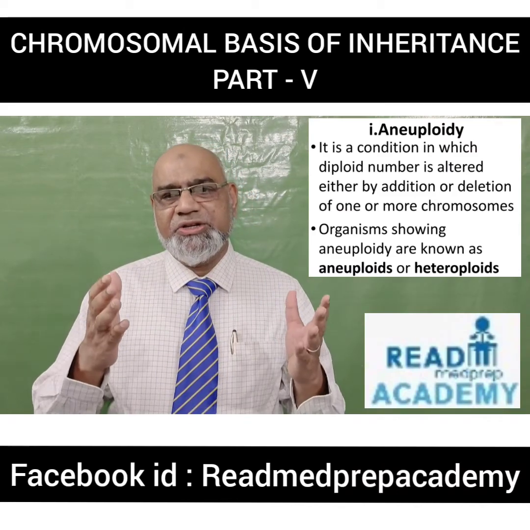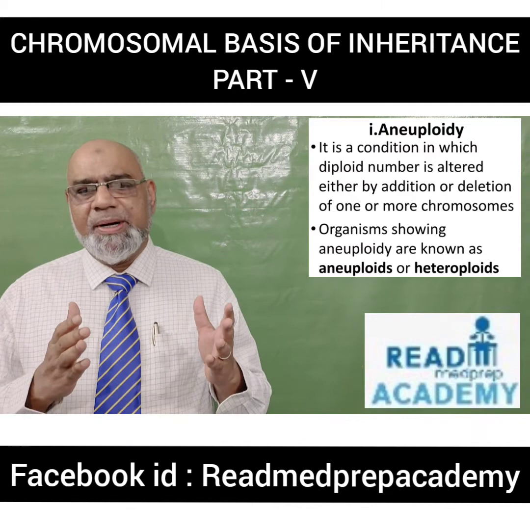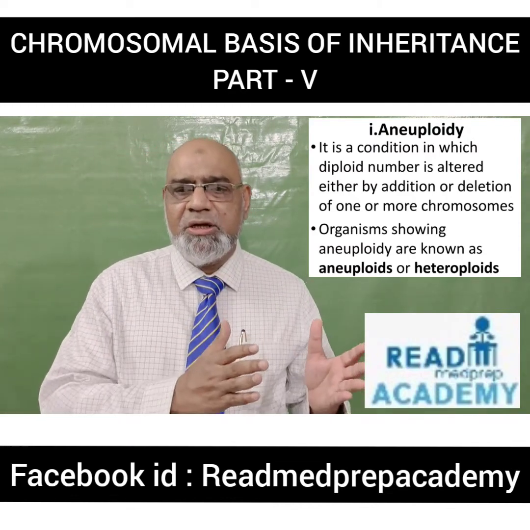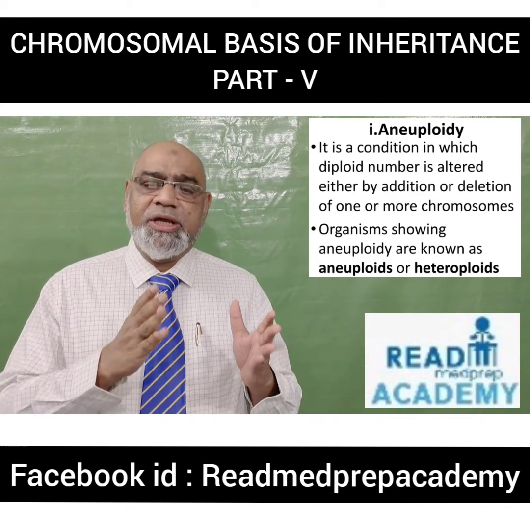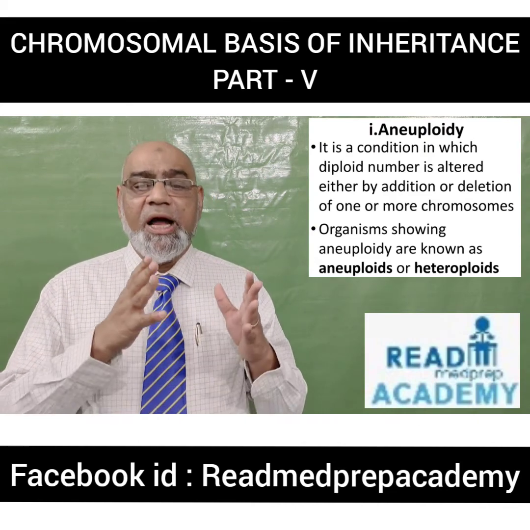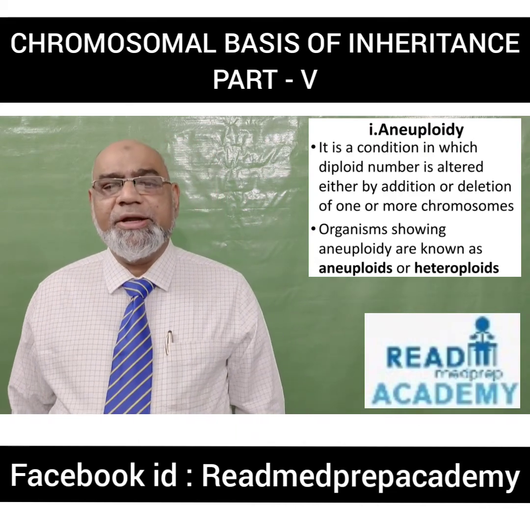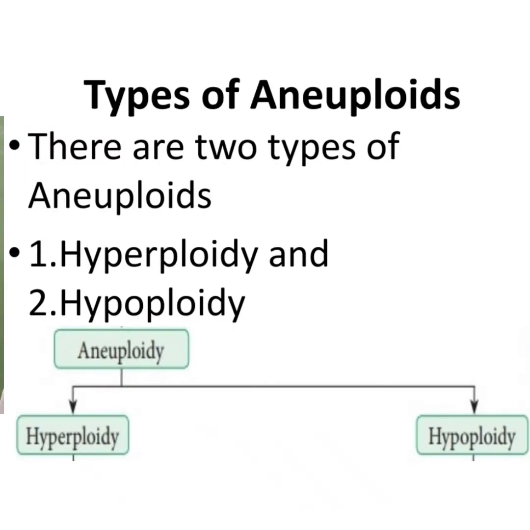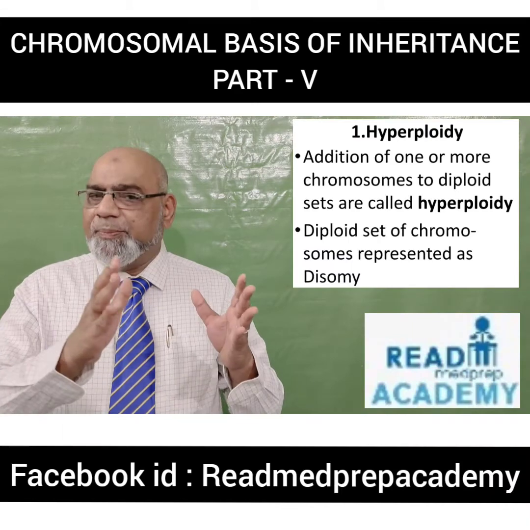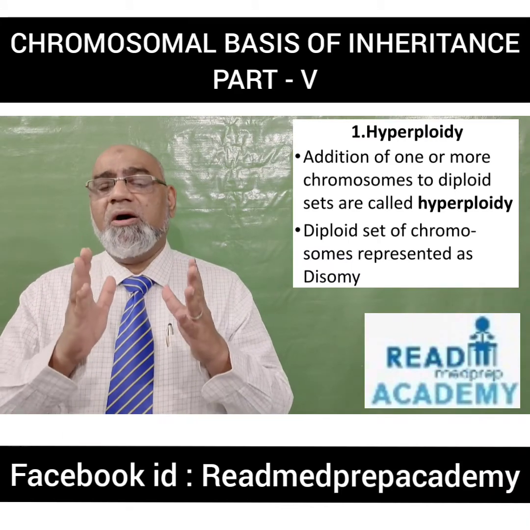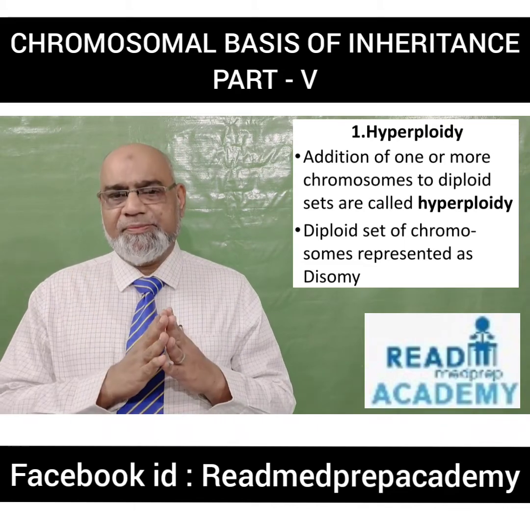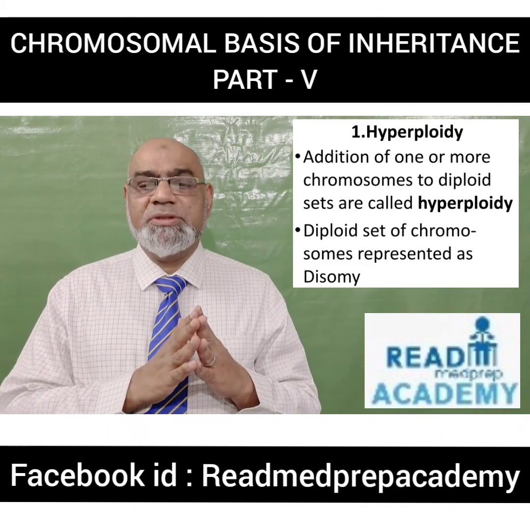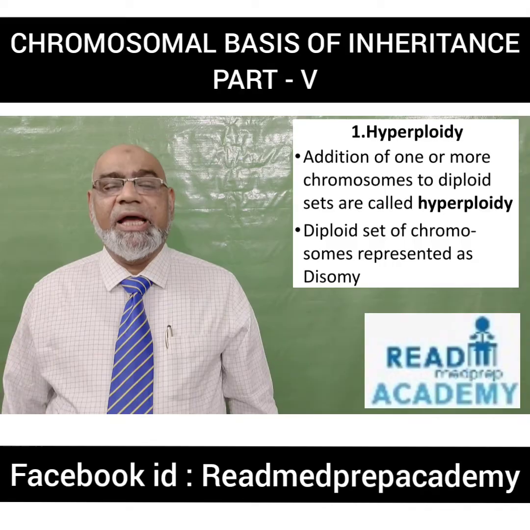Aneuploidy is a condition in which the diploid number is altered either by addition or deletion of one or more chromosomes. Organisms showing aneuploidy are known as aneuploids or heteroploids. There are two types of aneuploids, hyperploidy and hypoploidy. Hyperploidy: addition of one or more chromosomes to diploid sets is called hyperploidy. The diploid set of chromosomes is represented as disomy.